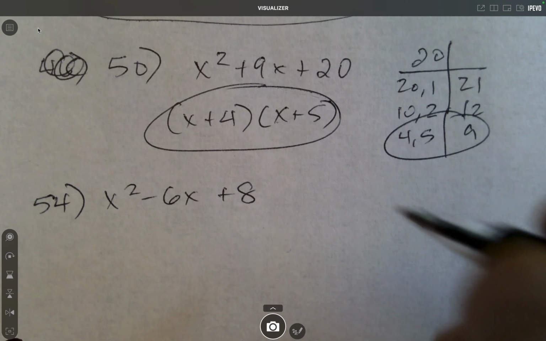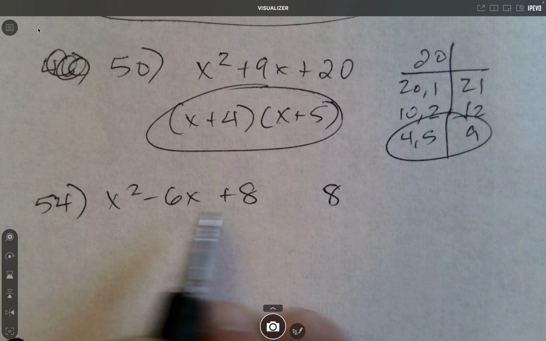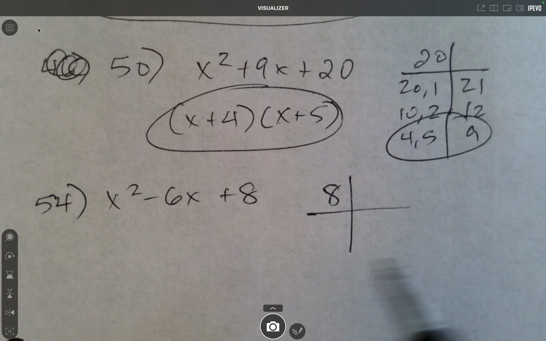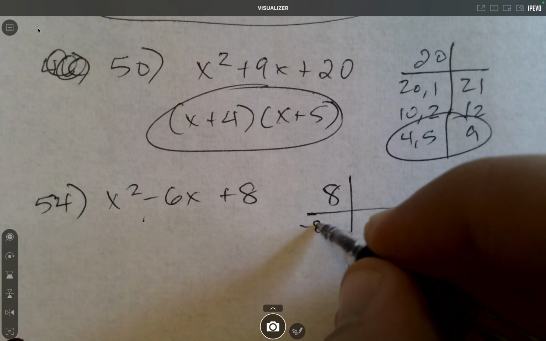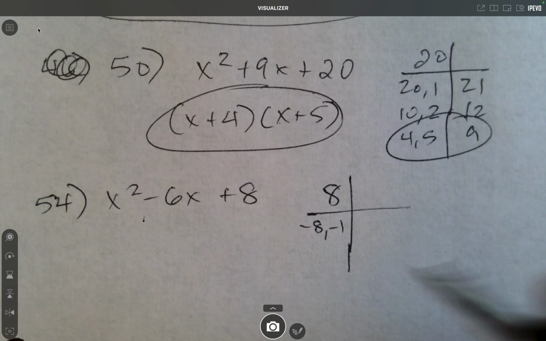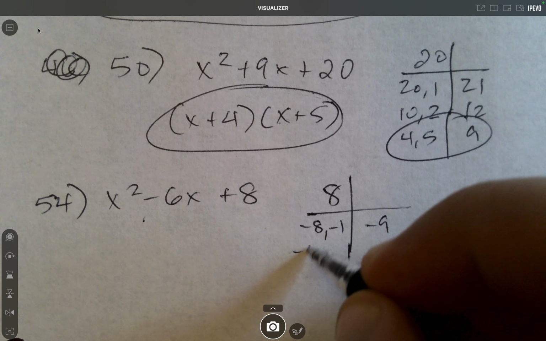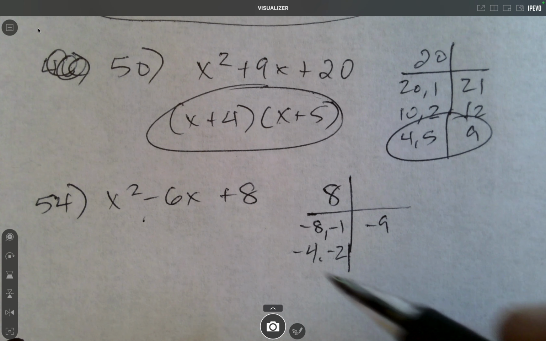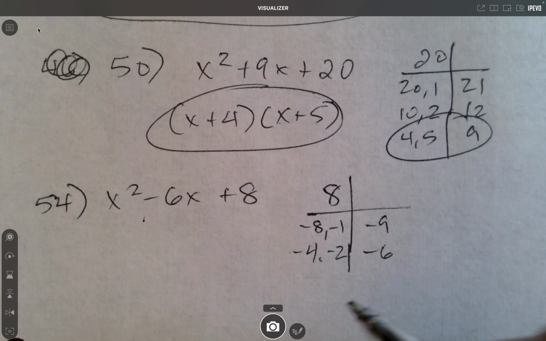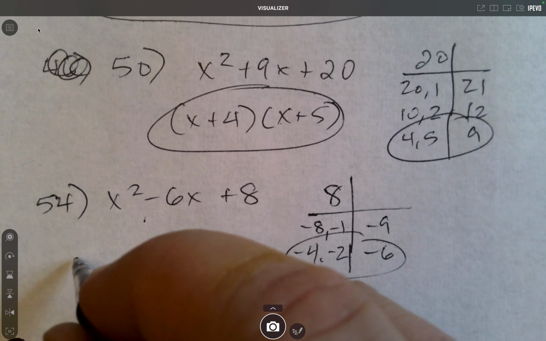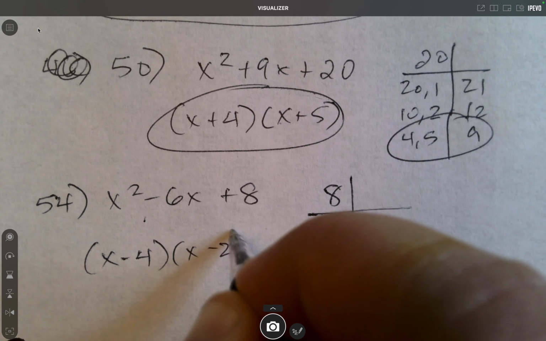Okay, this time we're trying to figure out what multiplies to be 8 and adds up to negative 6. So since it's a positive 8, adding up to a negative 6, we need both of the numbers to be negative. So like negative 8 and negative 1, they multiply to be positive 8, but they add up to negative 9, so that one doesn't work. But negative 4 and negative 2, they do multiply to be positive 8, and they add up to negative 6. So there's our answer. So we'll do x minus 4, x minus 2.